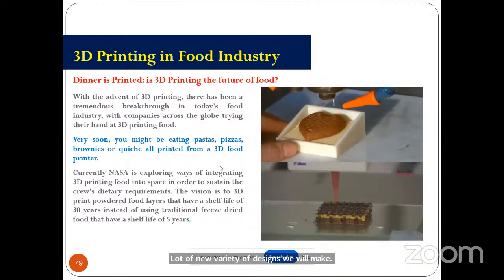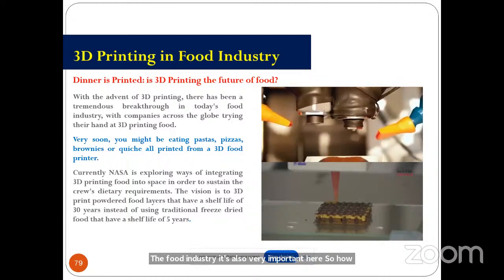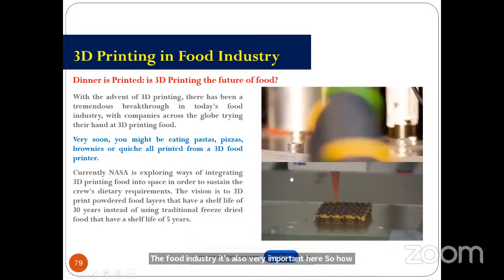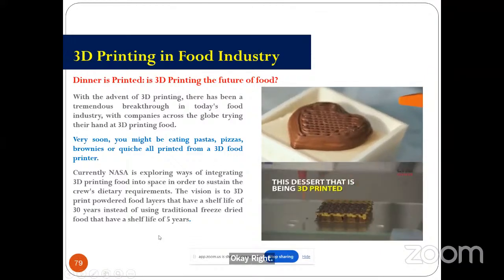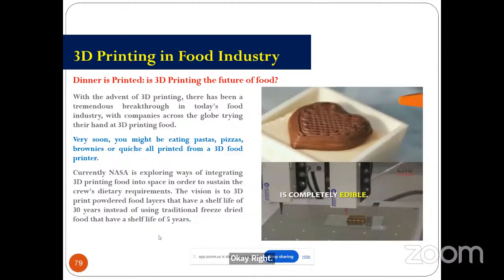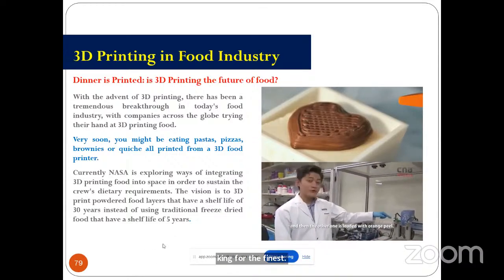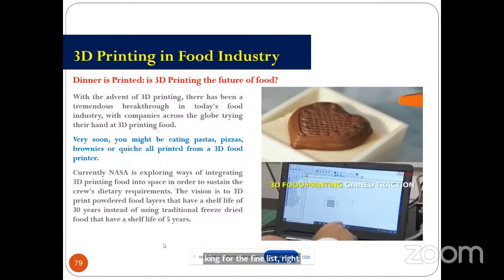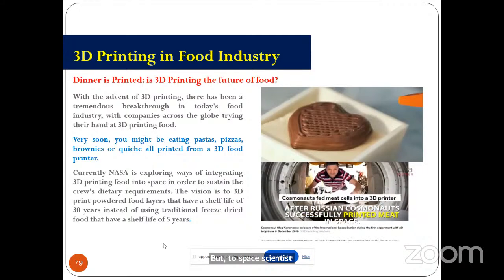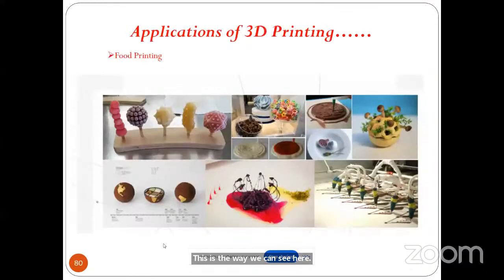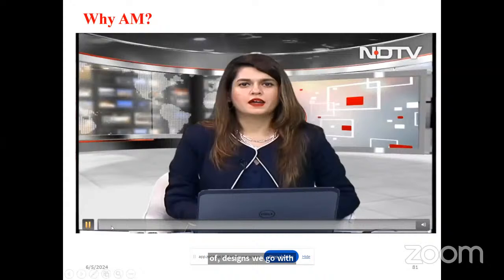Then the food industry is also very important here. So how the 3D printed food, we will make chocolates, cake, pasta, pizzas, all those things. And currently NASA is also exploring these things for making food for the scientists, for astronauts, so space scientists. So this is the way we can see a lot of different kinds of designs with food printing.